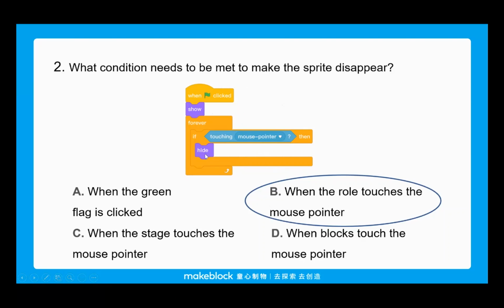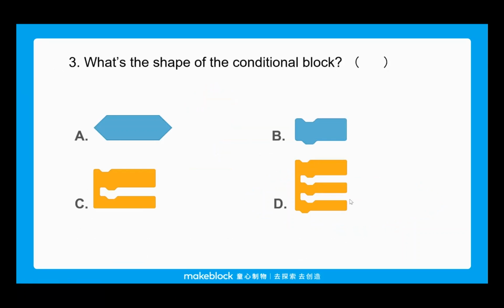So when the role touches the mouse pointer, the role sort of means sprite. So that is another word for sprites. But you see here, if mouse pointer is touching, then hide the sprite. So that's what condition needs to be met to make the sprite disappear. So it's simply this proper description. When the role touches the mouse pointer, that means a sprite. Okay, so hopefully we all got that one right. That's basically what we saw happen in that first demonstration with the panda sprite earlier on.